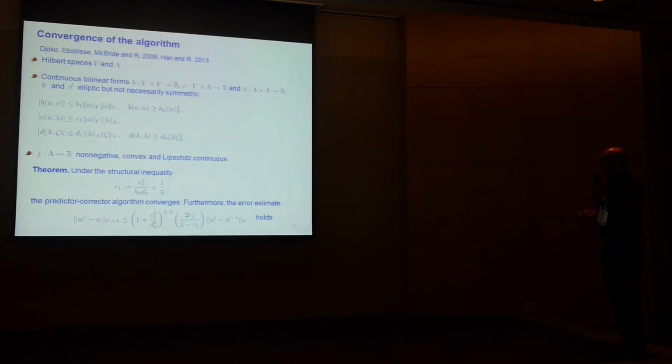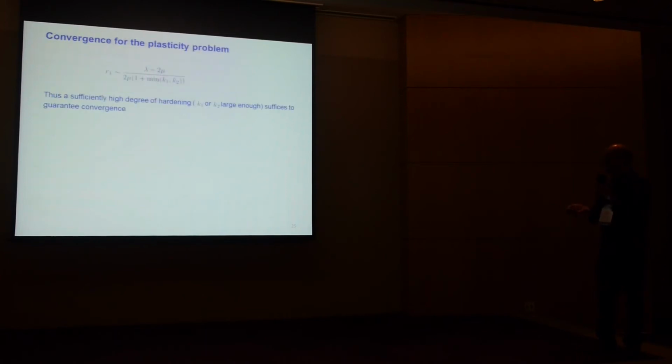What does this mean in the case of plasticity? Well, in the case of plasticity, what that constant looks like is something like this here. You see the K1 and K2 coming in here. Without those, I can't guarantee convergence.